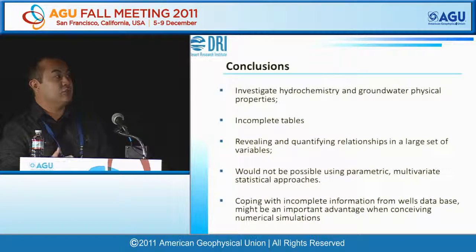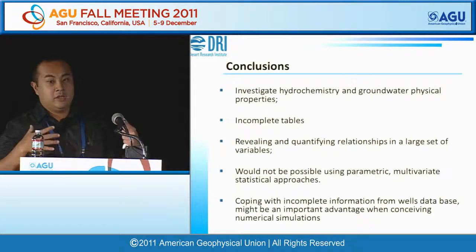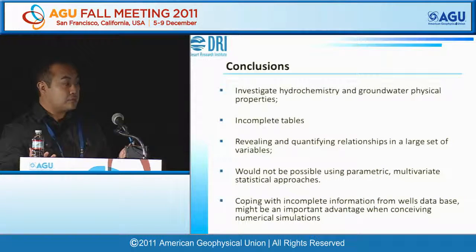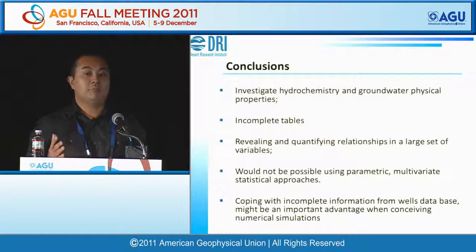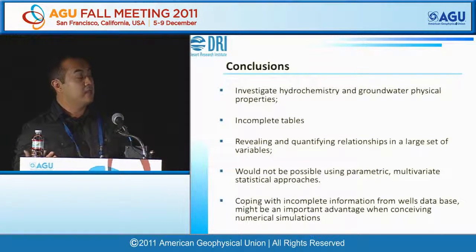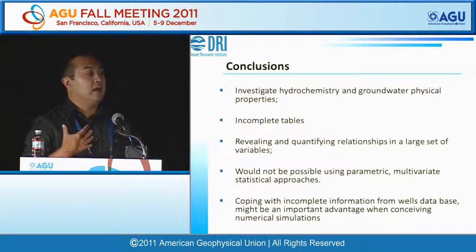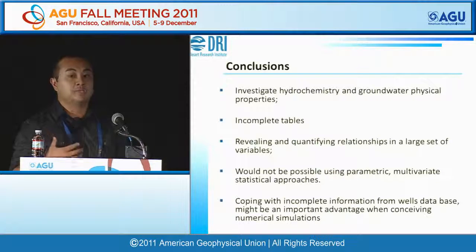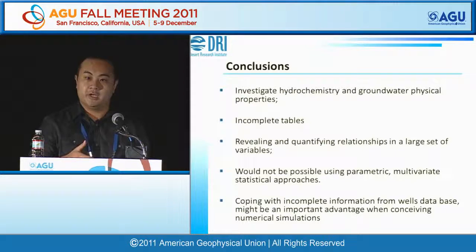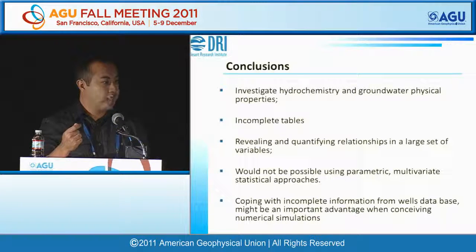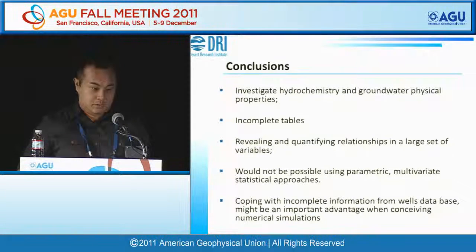So, in this work, we investigated hydrochemistry and groundwater physical properties based on incomplete tables where we imputed the values. Then we revealed and quantified these nonlinear relationships based on a large set of variables. Most important, this would not be possible using a parametric approach, multivariate linear analysis, because the table is incomplete. This way, we coped with incomplete information from the wells database, and we think it will be a good asset when conceiving numerical simulations, both for fracture media and porous media. It could be used as part of the zonation process, or as initial condition for the numerical simulation. And that's it.